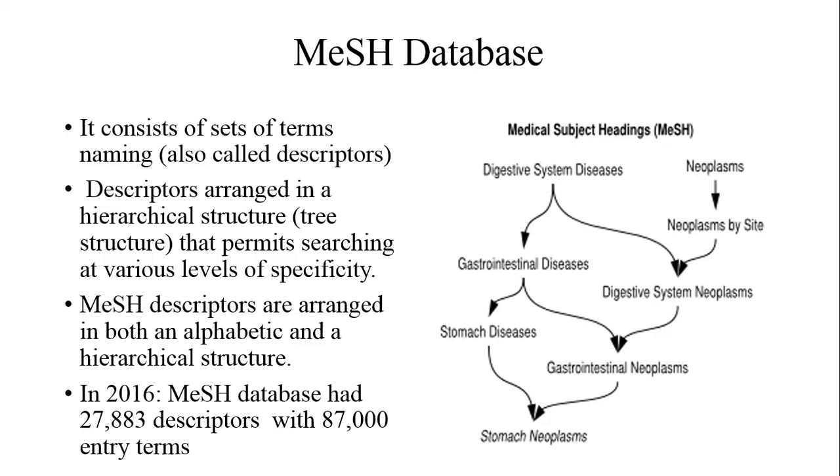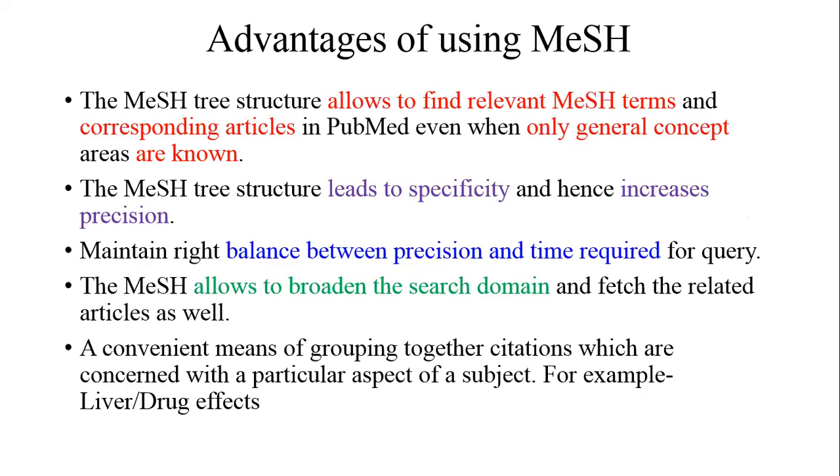Okay, so far back in 2016, I haven't changed this number so far. Well, for sure we know that there are at least 27,000 or so descriptors in your MeSH database, and these descriptors can have 87,000 entry terms in them. Okay, so this is what your MeSH database is all about. Okay, so now using this MeSH tree structure, this utility would allow you to find relevant MeSH terms and the corresponding articles associated with those MeSH terms.